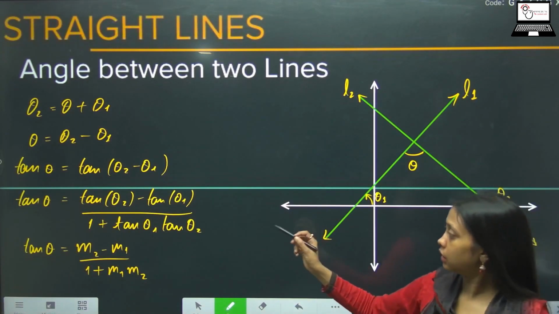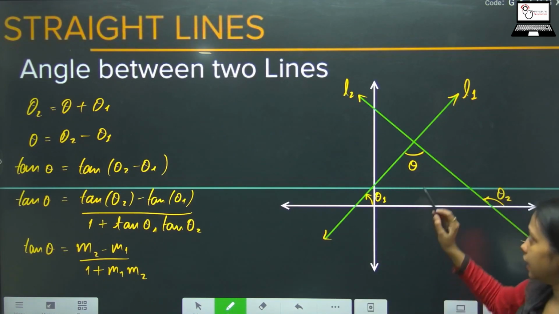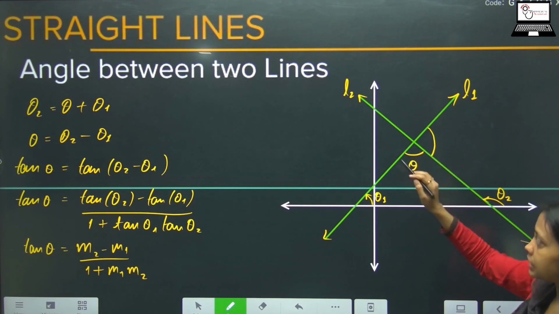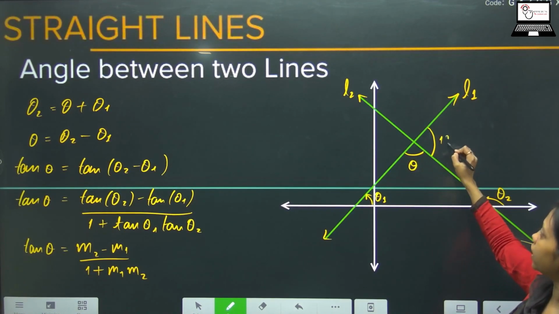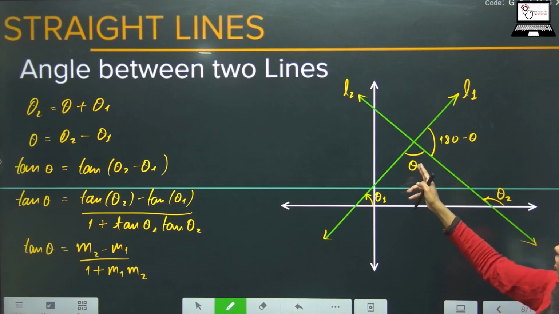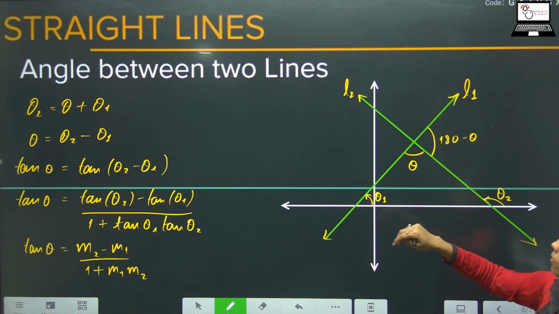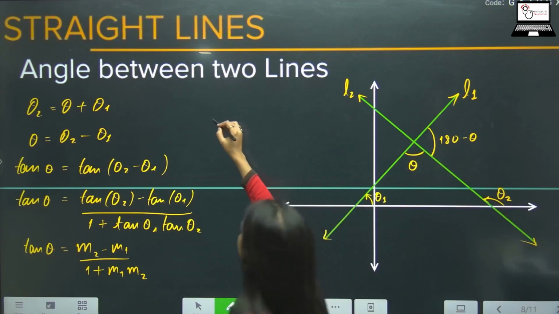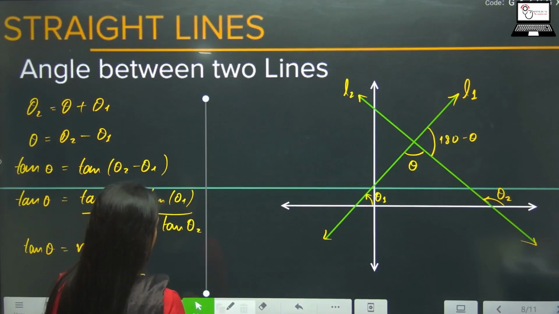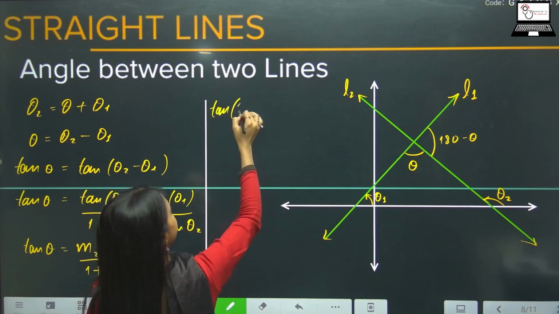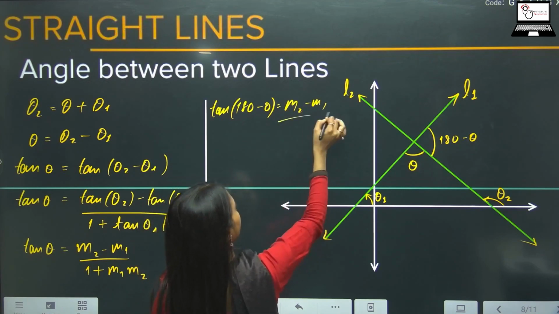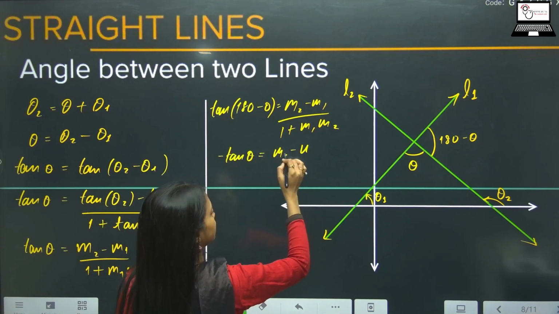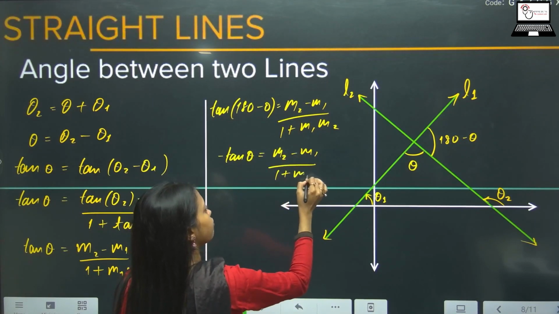So this is one formula, but between these two lines there are basically 4 angles. What about this angle? Let's say this is the acute angle, so this one is 180 minus theta. Maybe this is 60, so it will be 120. What about tan of 180 minus theta? If this formula is giving me one angle, what about this angle? Tan of 180 minus theta is also given by (m2 minus m1) upon (1 plus m1 m2). This is minus tan theta equals (m2 minus m1) upon (1 plus m1 m2).